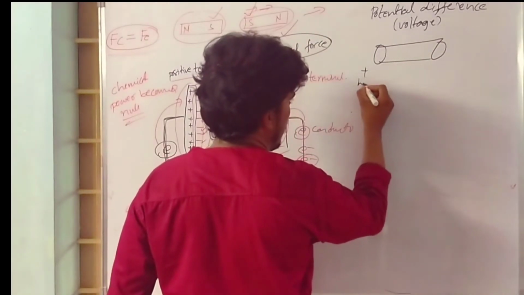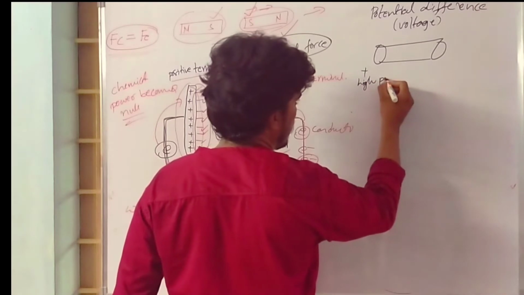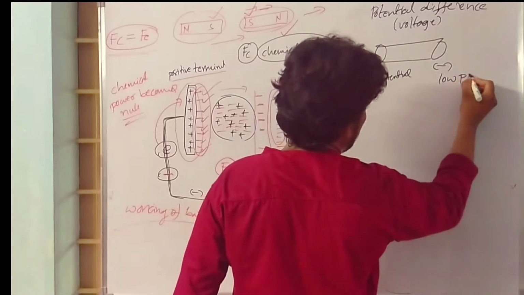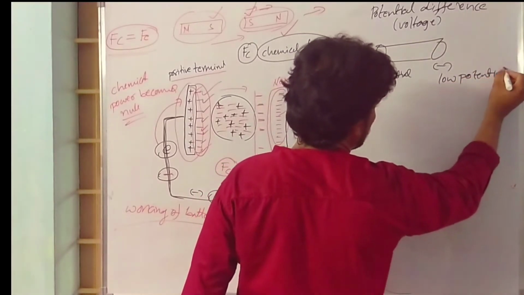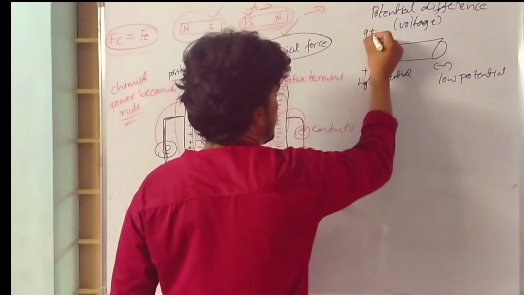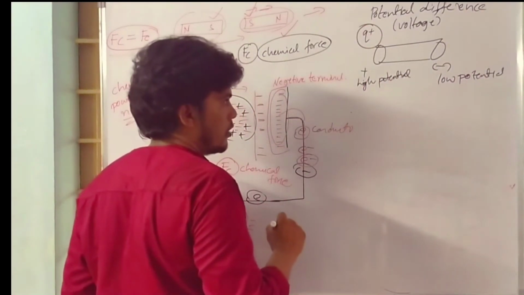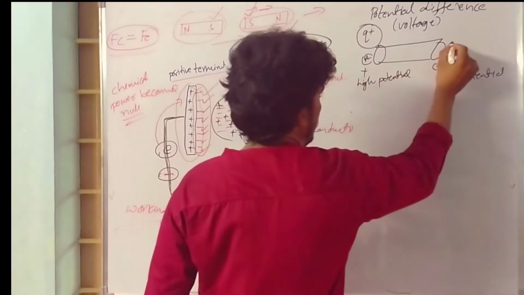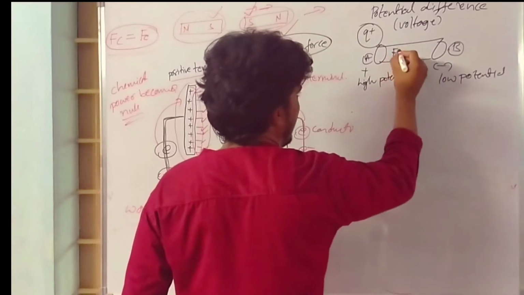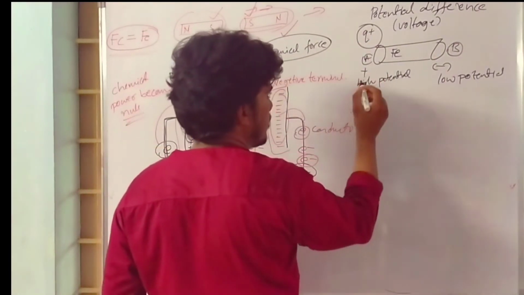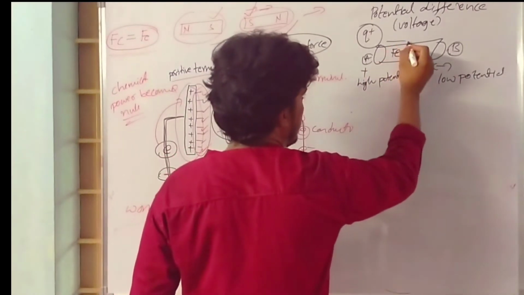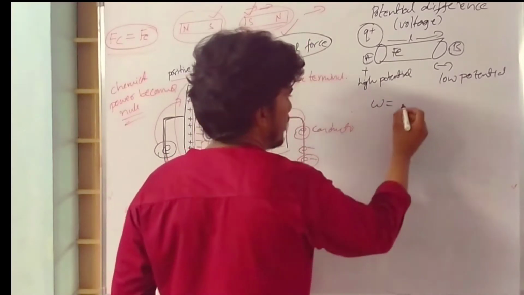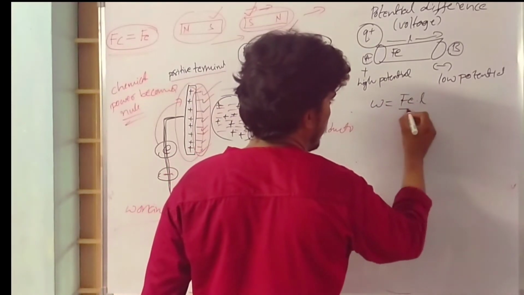Positive means high potential. Negative means low potential. There is a positive charge Q. I want to move the positive charge from point A to B by applying an electrical force Fe. Then this charge Q travels from point A to B. This length is L. Then what will happen? We did some work. So work W equal to Fe into L by Q.